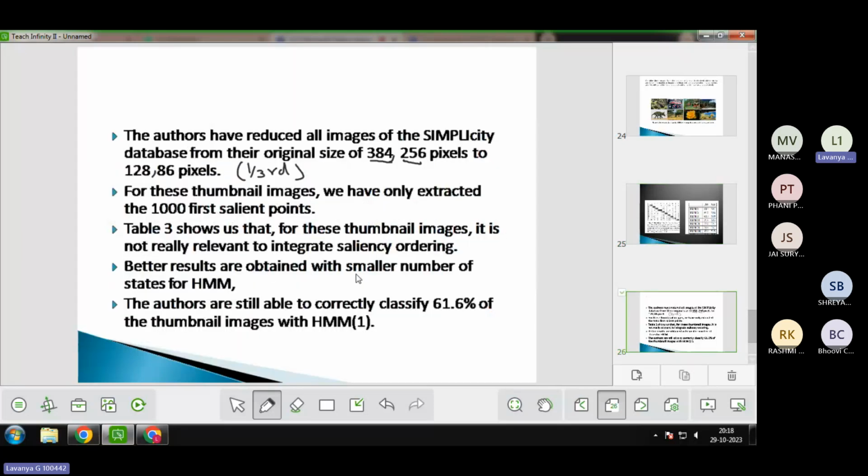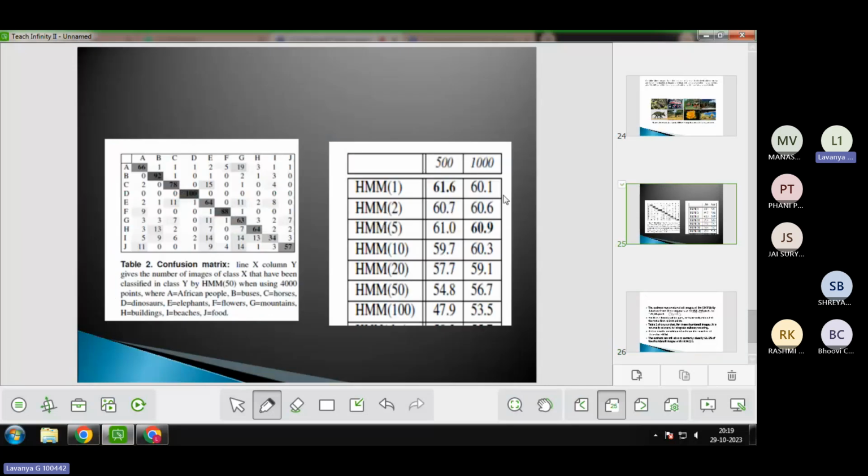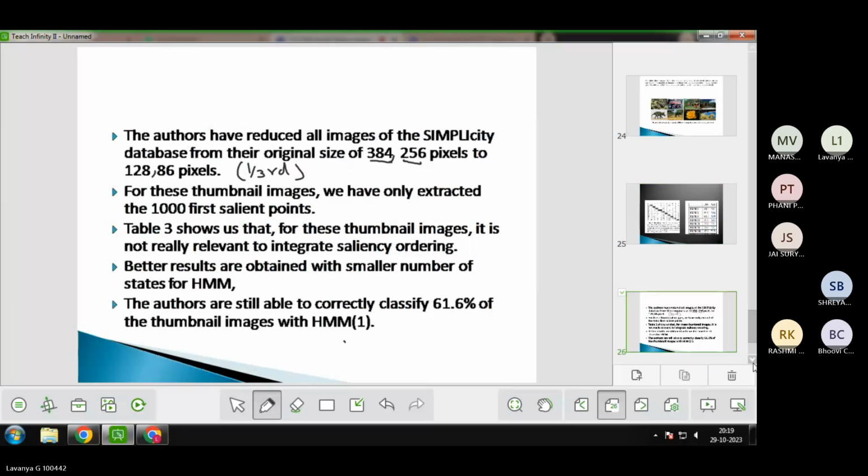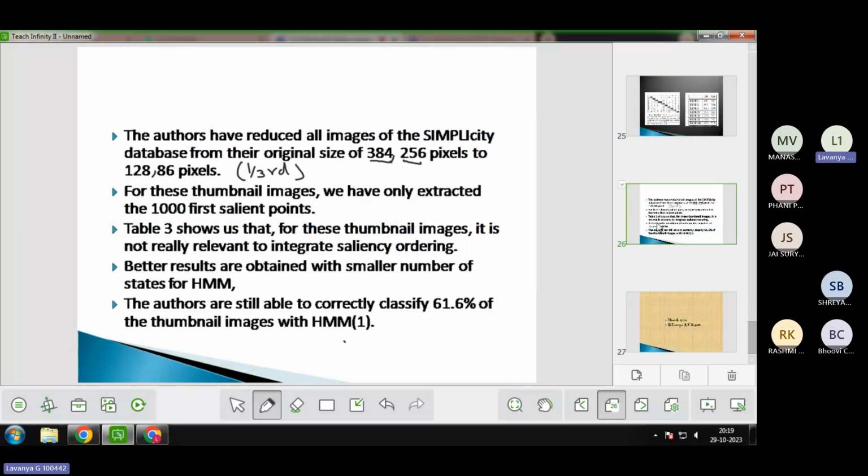Better results are obtained with a smaller number of states in the HMM. The author is still able to correctly classify 61.6% of the images with HMM of 1. When the number of states is less, the classification seems to be better. Then, this is how it is being used. HMM is being used on your images.